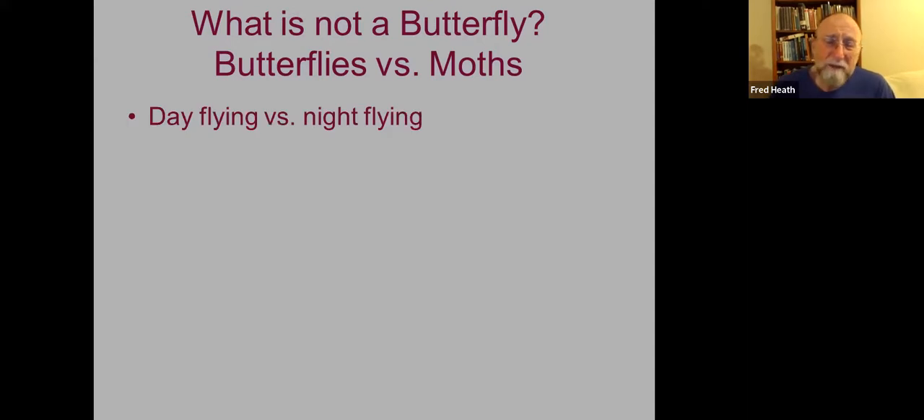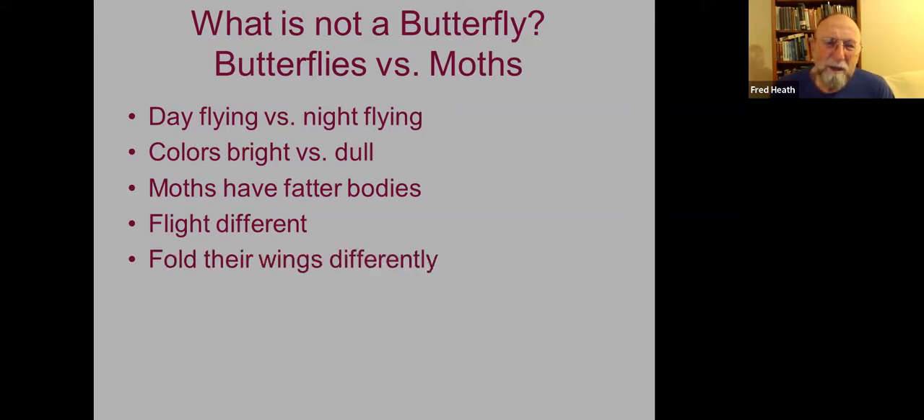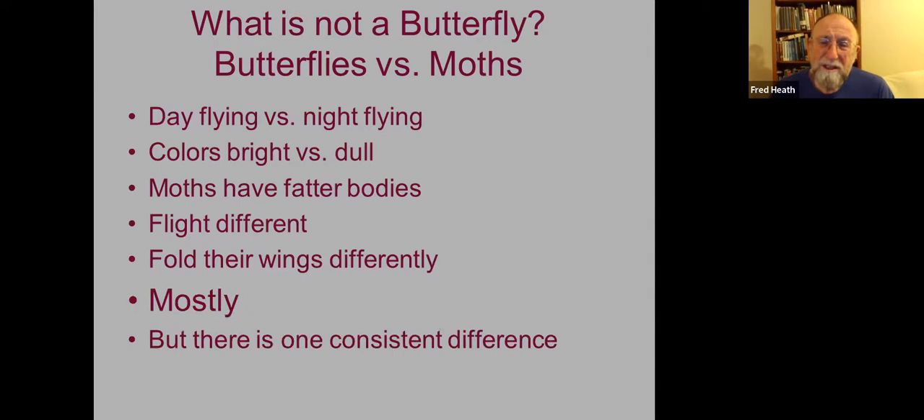Well, the butterfly is day flying, and moth is night flying. Colors of butterflies are bright versus the dull color of moths. Moths have a fatter body. Their flight is different. The moths have a little hook that hooks the hind wing and the forewing together, and so they fly a little more choppy than most butterflies. They fold their wings differently, mostly, not all the time. But there is one consistent difference, at least in North America. There are some outliers outside of this country.